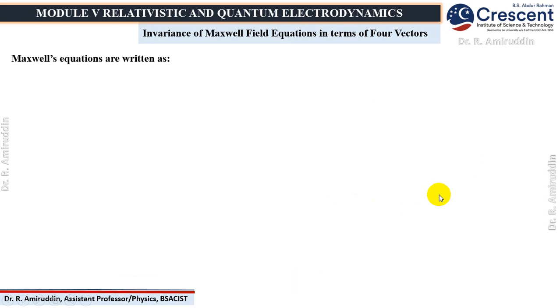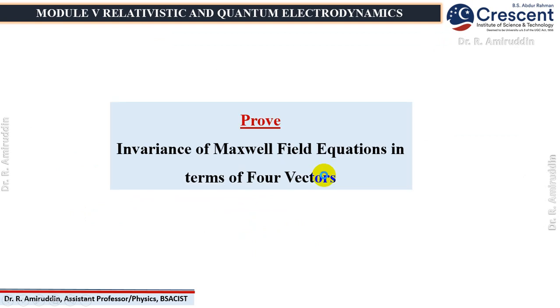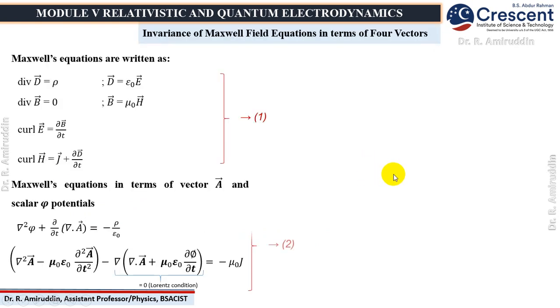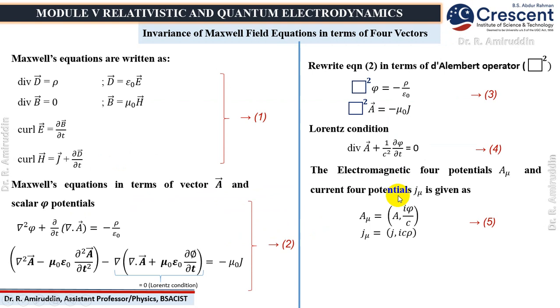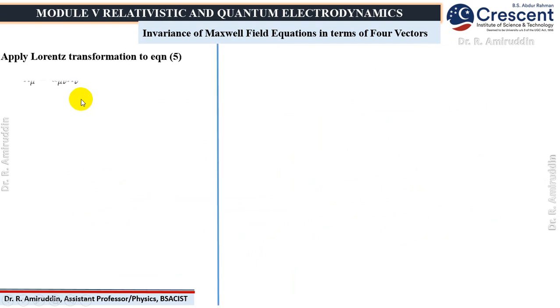So in the previous slide we have discussed the Lorentz transformation equation where A mu prime is equal to alpha mu v A v. This Lorentz transformation we are going to apply to the 4 potential equations. So we are going to apply this Lorentz transformation to equation number 5, and this equation 5 can be rewritten as A mu prime is equal to alpha mu v A v, and J mu prime is equal to alpha mu v J v.